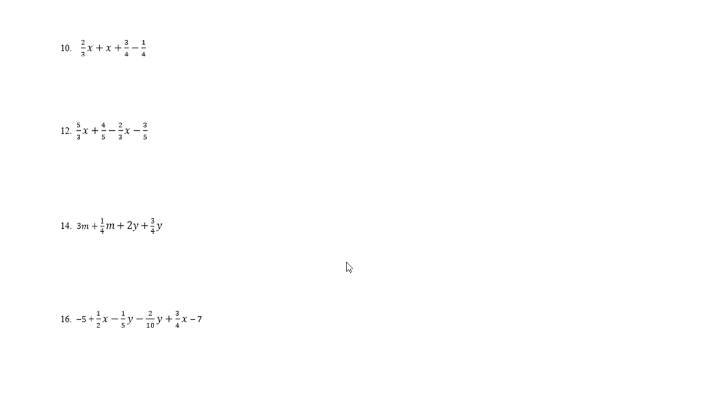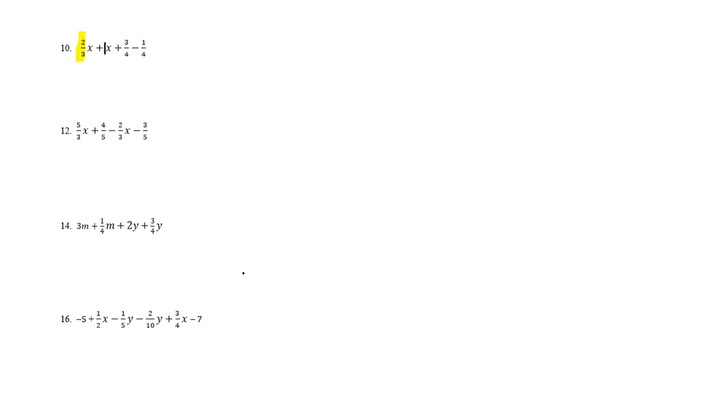Okay, now let's look at a few more examples. We're going to move to looking at 10, 12, 14, and 16 together. What I want you to notice about these is that the coefficients of these terms, some of them are fractions. As we look at the coefficient of this term, that's a 2/3, and the coefficient of this term is a 1.